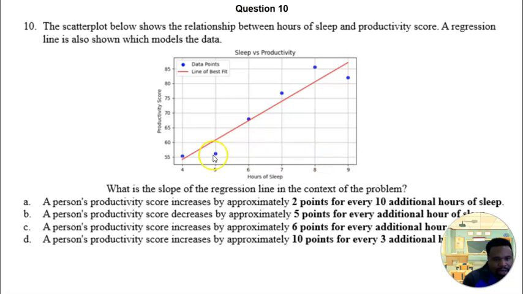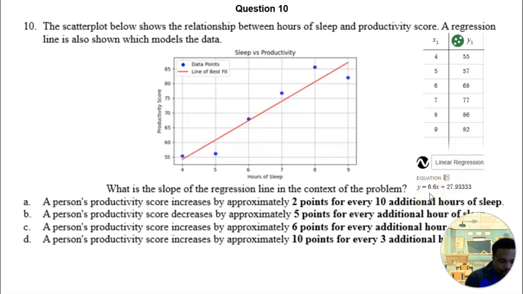We could say here, it counts by 5, right? So 5, 10, 15, 20, 25 over 1, 2, 3, 4. 25 divided by 4 is a little bit more than 6. All right, 6 point something. So we can approximate that our slope is 6. And so what it's telling us, if we're looking at our answer choices, is that a person's productivity score increases by 6 points for every additional hour of sleep. Right, because as the hours of sleep increase, the productivity score increases.